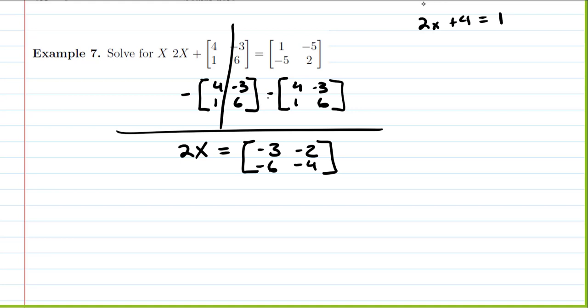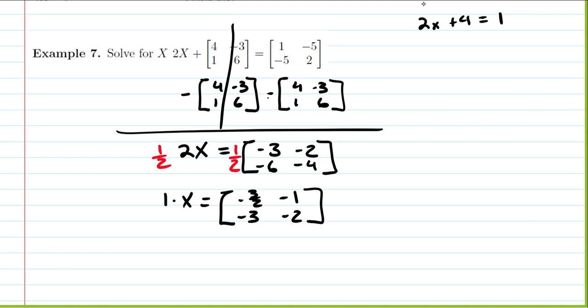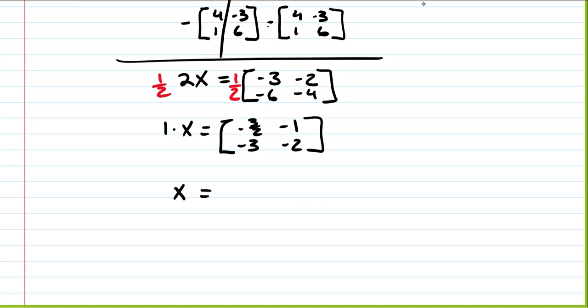So now I need to multiply both sides of this equation by 1/2, because 2 times 1/2 gives us 1 times x, which is just x. Let's formally write that out. So I get 1 times x equals [-3/2, -1; -3, -2]. But 1 times x is just x, so x is this matrix. So the solution to that equation is the matrix [-3/2, -1; -3, -2].